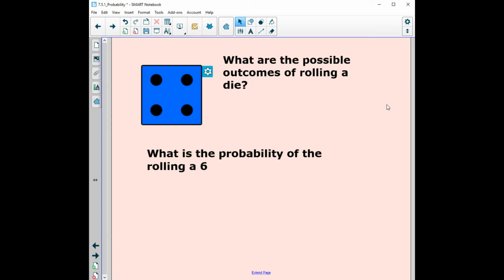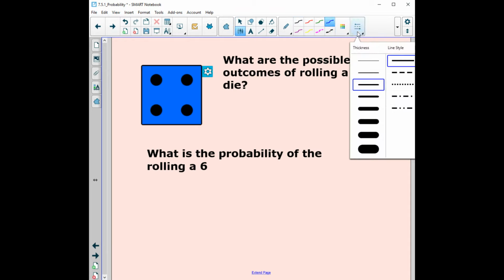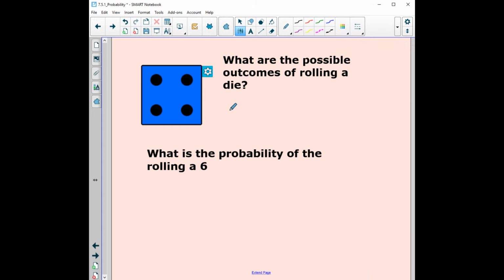What are the possible outcomes of rolling a die? Looking at this, if we have a regular good old-fashioned die, our possible outcomes are 1, 2, 3, 4, 5, and 6. So what is the probability of rolling a 6?